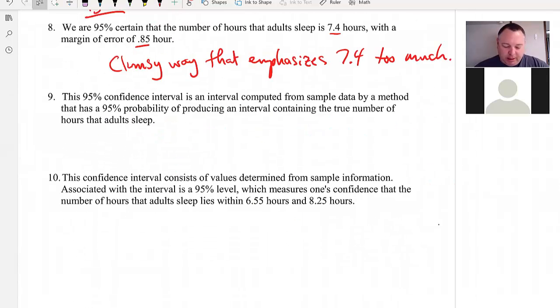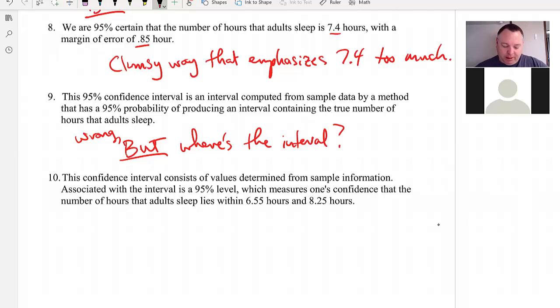And number 9: this 95% confidence interval is an interval computed from sample data by a method that has a 95% probability of producing an interval containing the true number of hours that adults sleep. Well, by now, it should be obvious what the problem is. Where's the interval? This is not saying what the interval is. It's too wordy at the beginning, but it does technically interpret it correctly. But again, where's the interval?